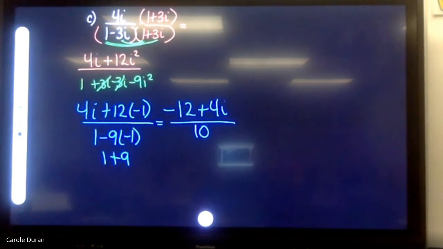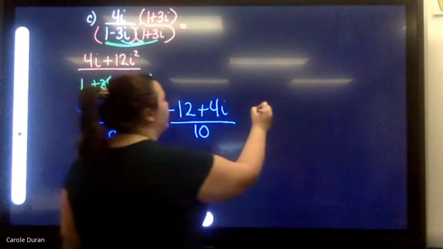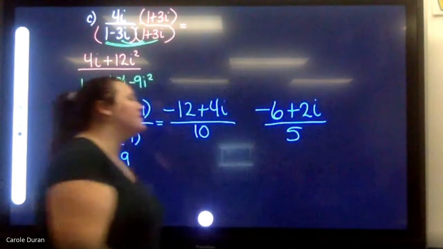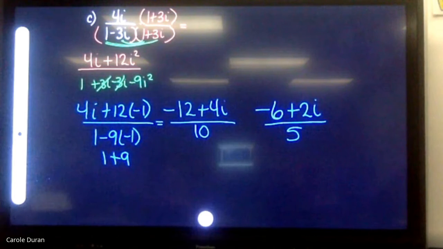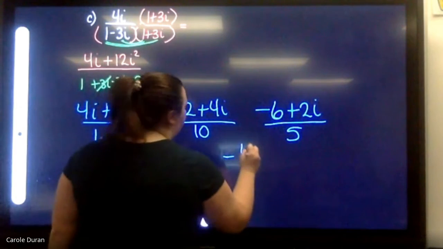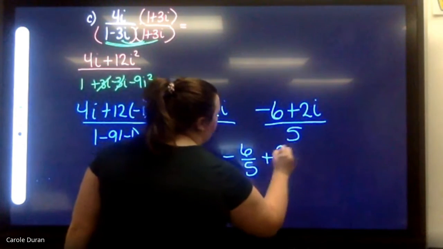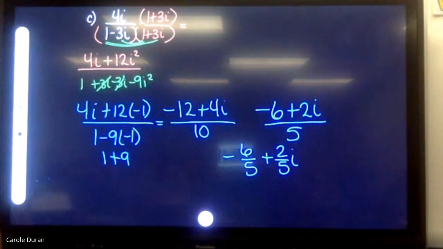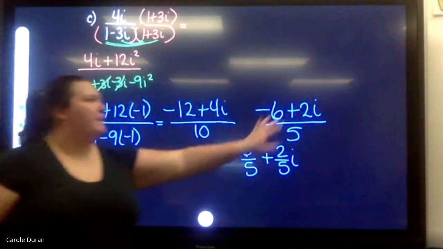So what whole number comes out of 12, 4, and 10? 2. So when I take a 2 out, I'm left with negative 6 plus 2i over 5. You could always go one step farther as well and separate this into 2 terms, putting each of them over 5. It would not be wrong, but it would become negative 6 over 5 plus 2 over 5i. Some of you like to do that. That is not a required step. I'm okay with this.